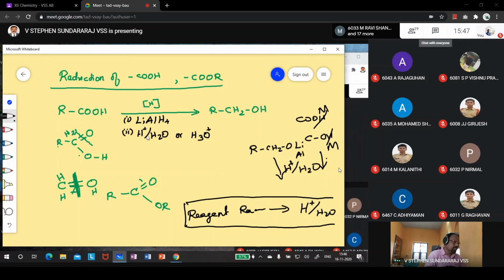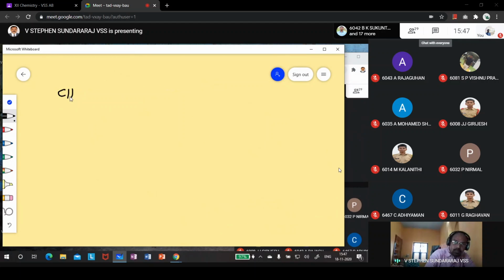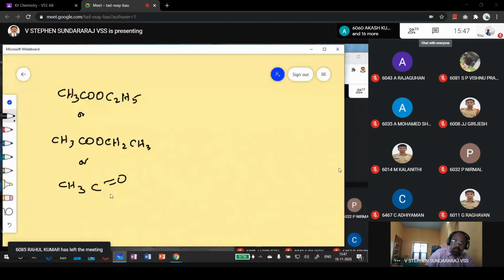Write down CH3COOC2H5. Can anyone tell me the IUPAC name of this? It is an ester. CH3COOC2H5, or CH3, C double bond O, O, CH2CH3.